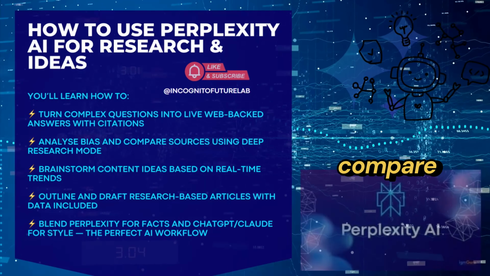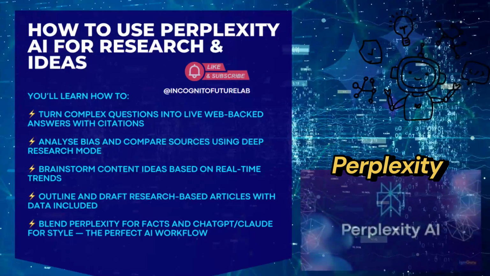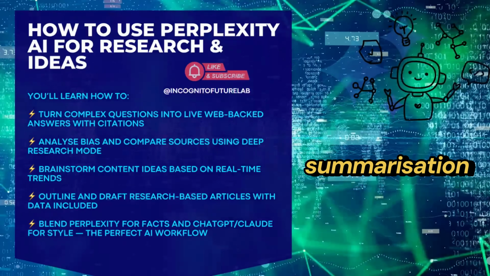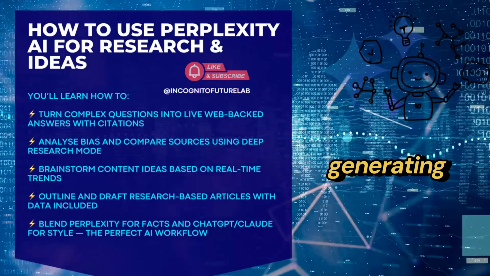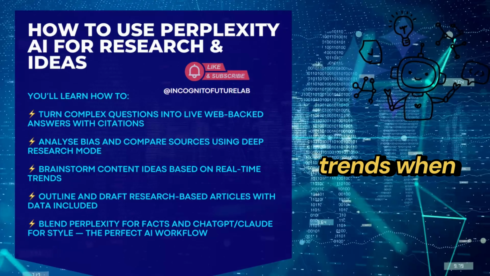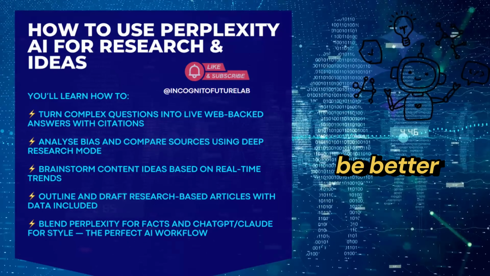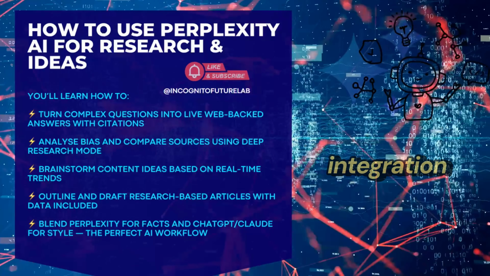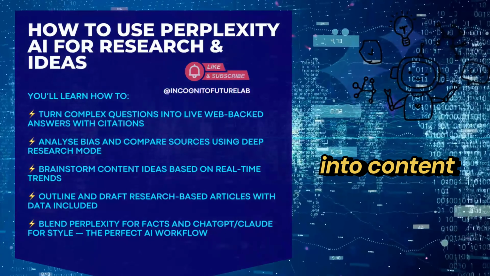Now let's compare performance. When Perplexity wins: research that needs current, credible sources, quick summarization with citation, generating content ideas that reflect live trends. When ChatGPT or Claude might be better: long-form creative writing, where training data flexibility helps. Tone matching for brand voice when you provide a sample. Tools with built-in integration into content systems.